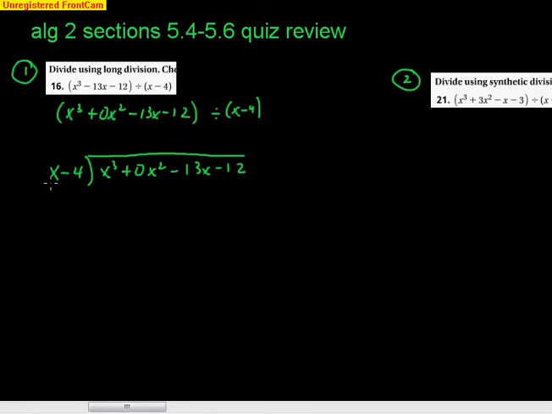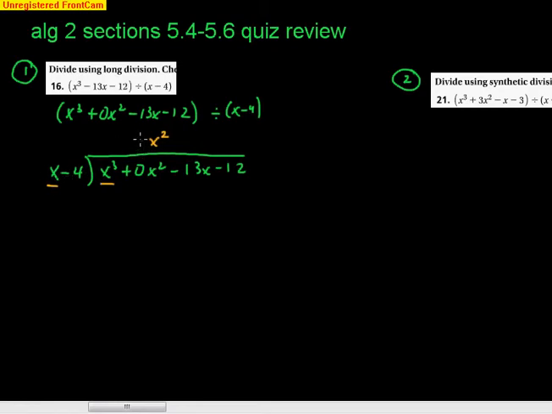So first, we compare x with x cubed, the first term outside with the first term inside. And I ask myself, what do I multiply x by to make it x cubed? And that answer is x squared. So you put the x squared over the second term. It should go over top of the term that has that power in it. But it's the second term because there are two terms out in front, x minus 4.